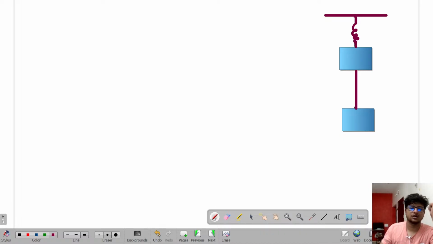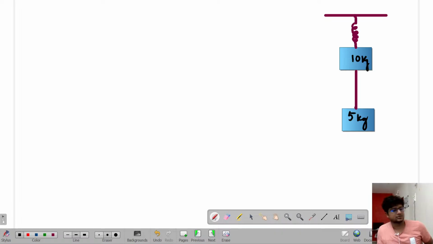This spring is in the up part. Okay, clear? Same question, 10 kg, 5 kg. Case 1, thread is cut. Case 2, spring is cut. Tell me, acceleration and everything. Fast.